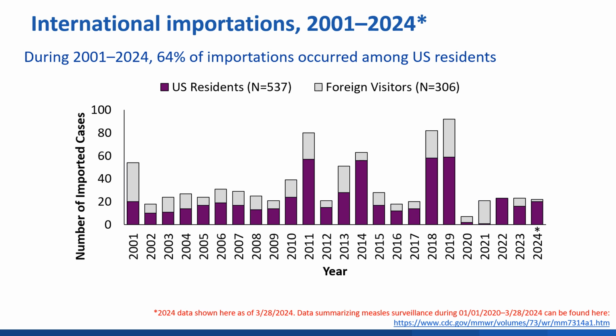Since 2022, 70 to 100% of imported cases were among US residents, indicating that there were many missed opportunities for US residents to get vaccinated prior to their international travel to prevent exposure to and importation of measles.